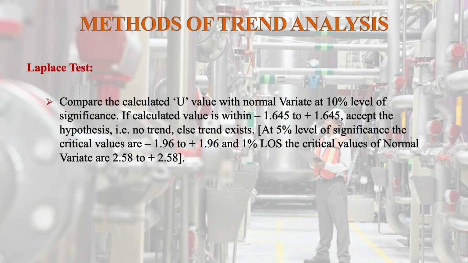At 5% level of significance, the critical values are minus 1.96 to plus 1.96, and at 1% level, the critical values of the normal variate are minus 2.58 to plus 2.58.